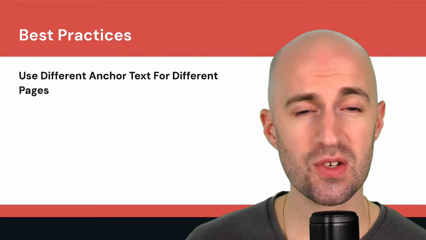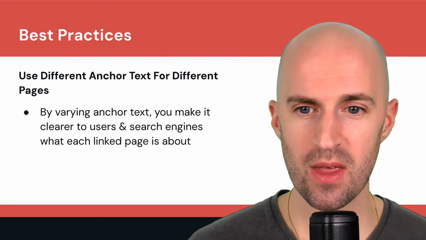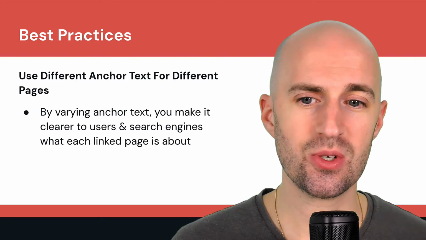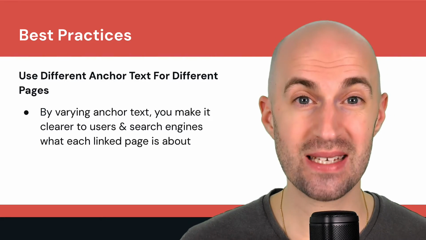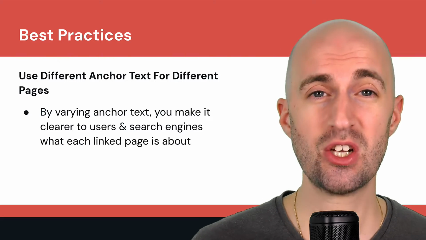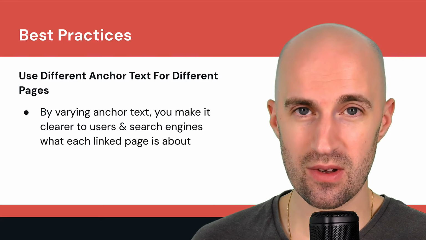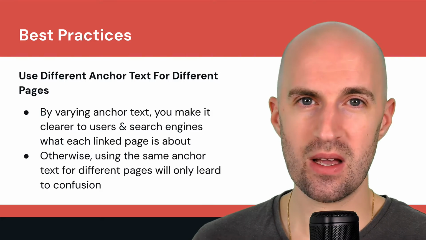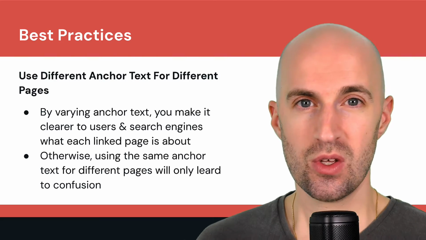Use different anchor text for different pages. This is another common mistake, especially for beginners. You want to vary the anchor text, and you want to make it clear to users and search engines what each linked page is about. So you don't want to use the exact same anchor text for two different pages, especially if they're talking about two different topics. That will confuse users, and it will confuse search engines as well. It will just throw everything off. So you want to use anchor text specific to what that page is about, and use varying anchor text as well.